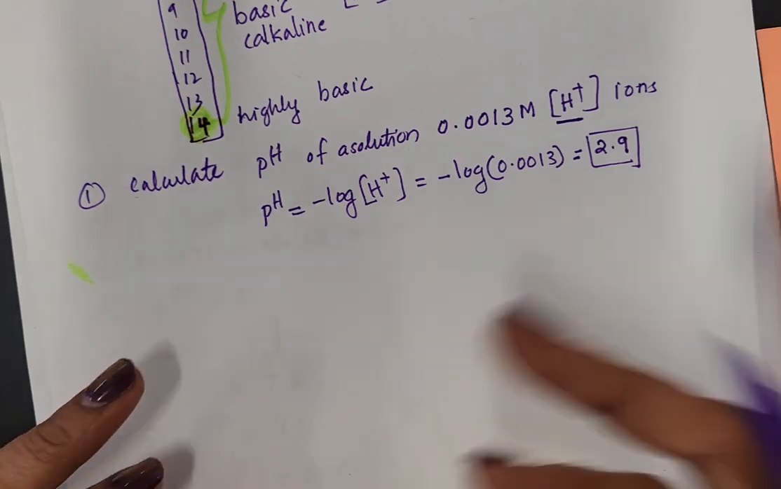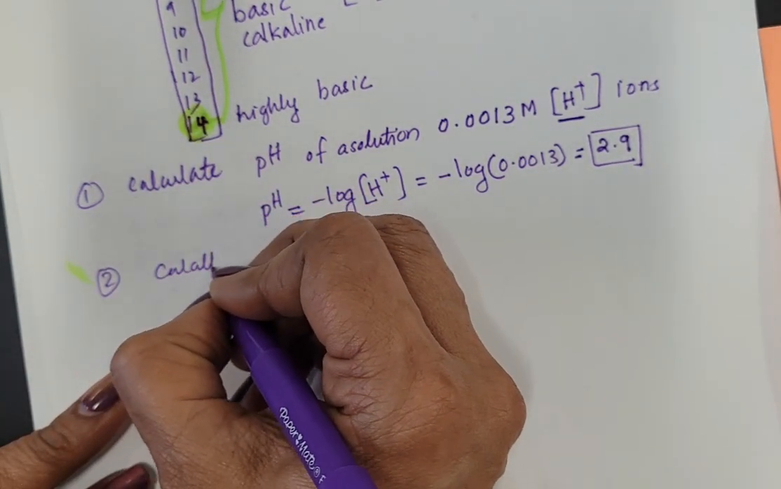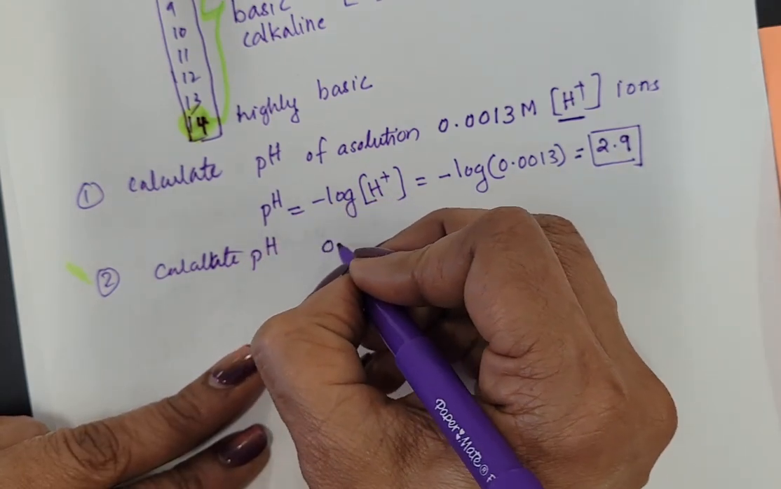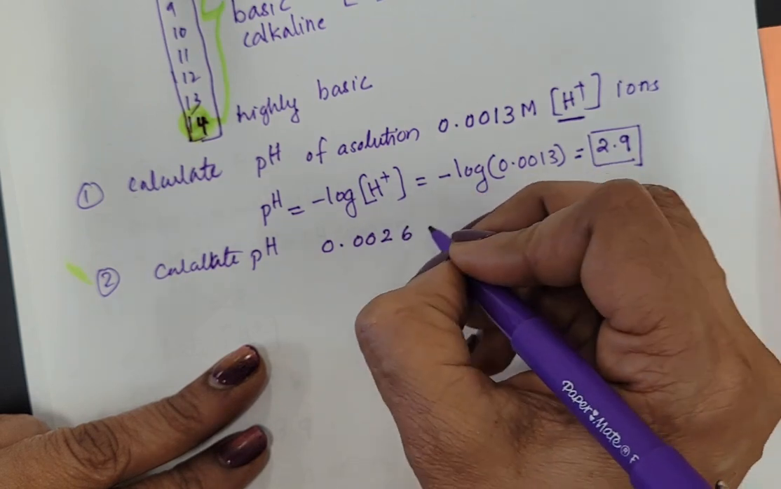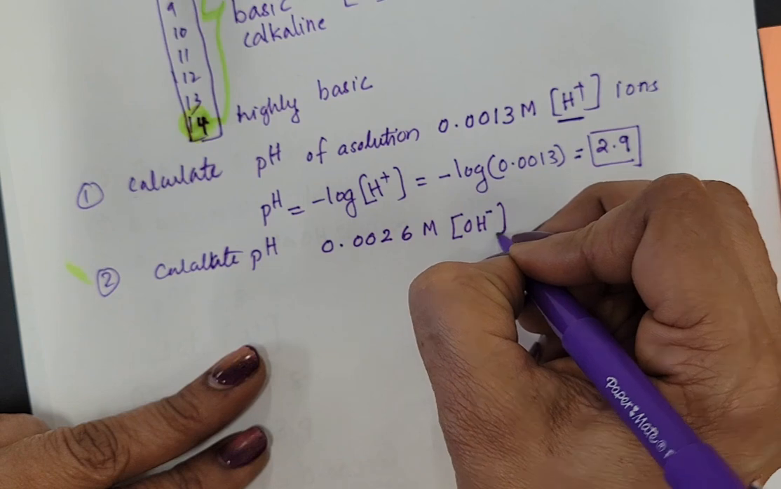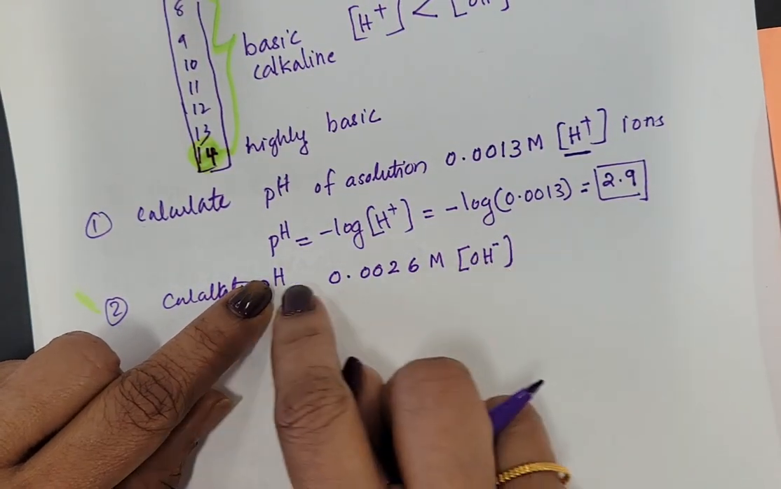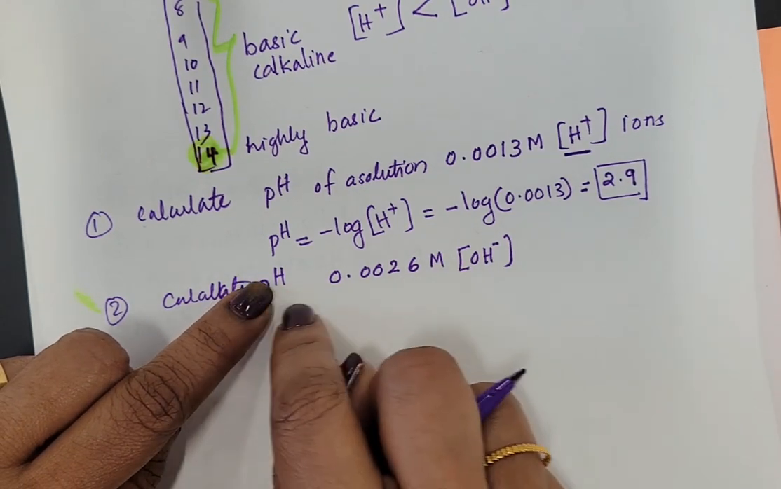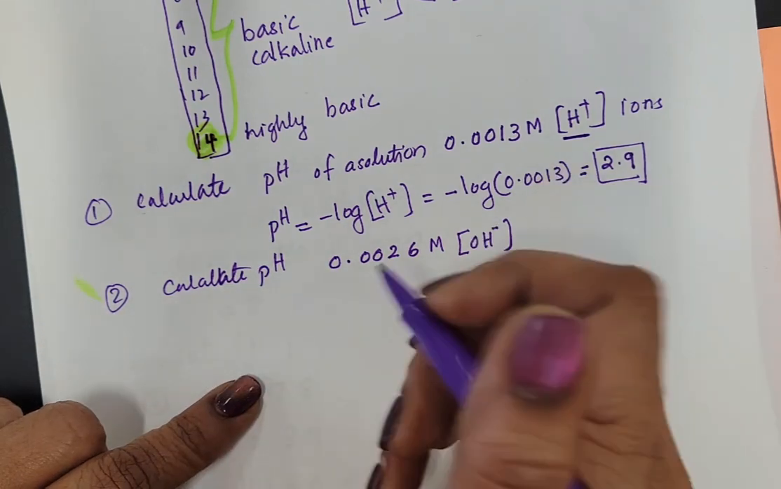Okay, the same question: calculate pH if you have a solution with 0.026 molar OH minus ion. Now look, pH and OH are two different things. This is potential of hydrogen, this is OH. These are not matching, so that means you need two steps.